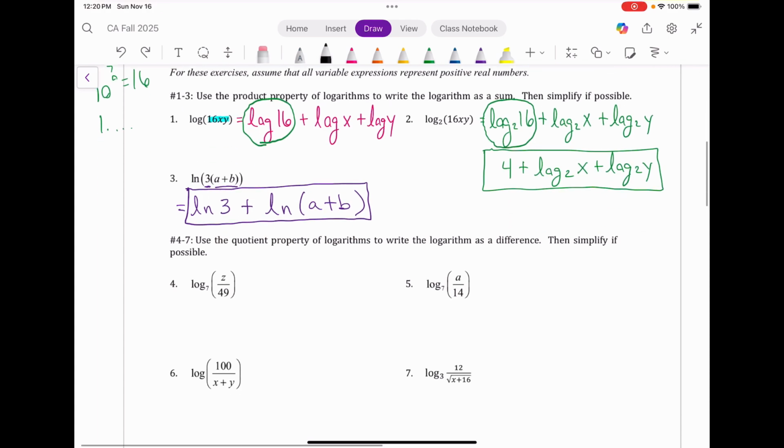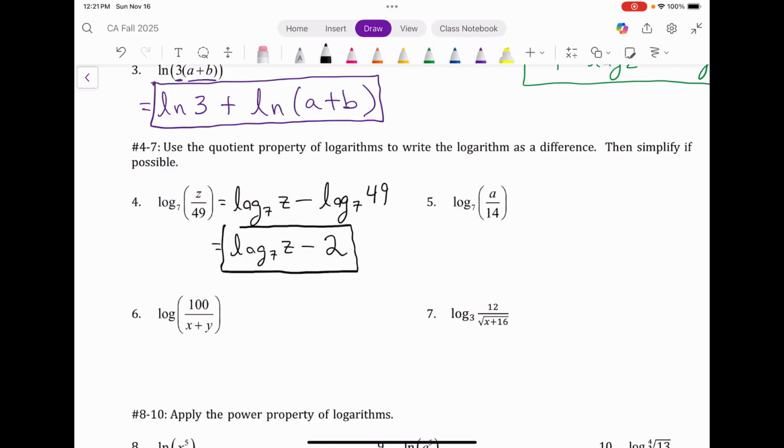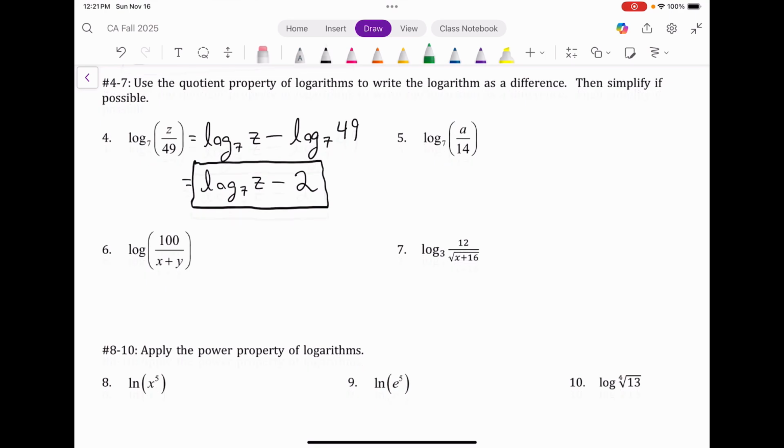Okay, so let's try that property. So 4 through 7, we're going to use the quotient property. So we have log base 7 of z minus log base 7 of 49. Okay, and that second log is saying 7 raised to what power gets you 49. You can put that in the calculator if you're not comfortable with knowing that exponent, but it is 2 because 7 to the second power gets you 49.